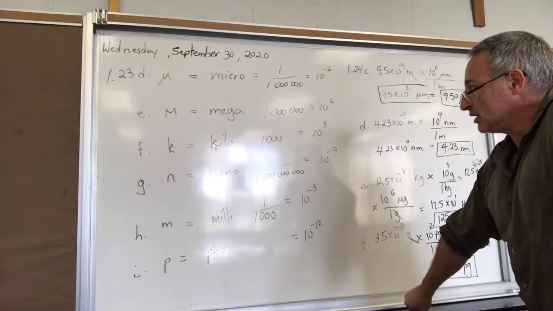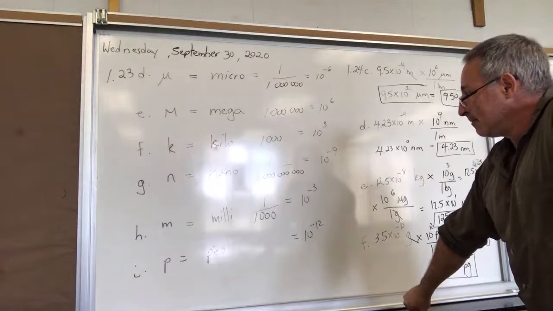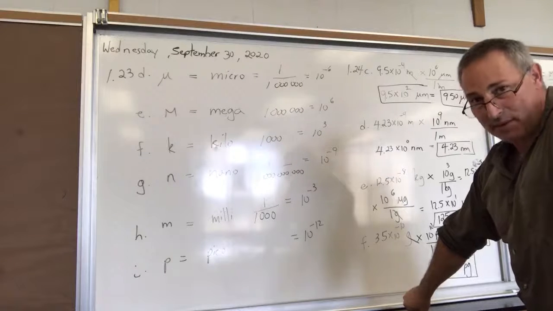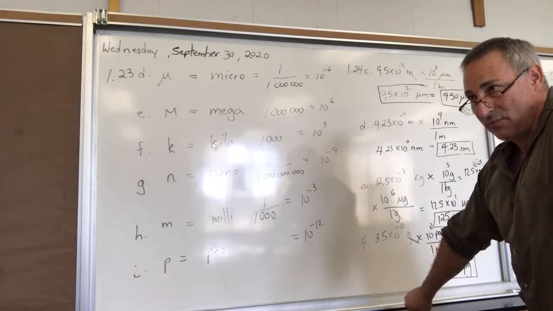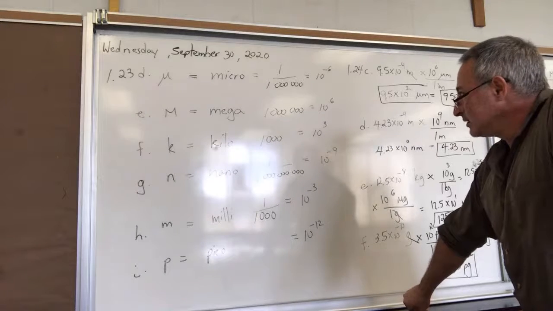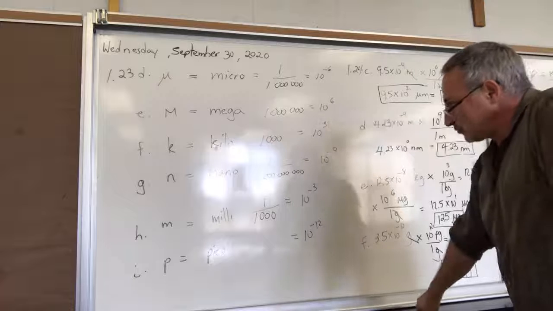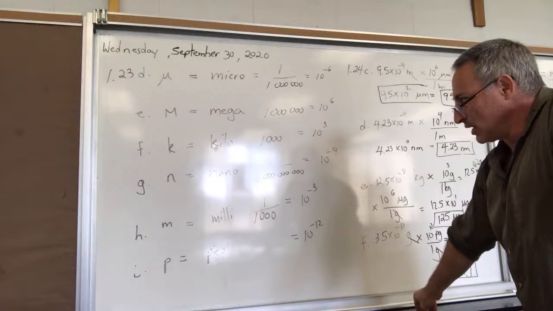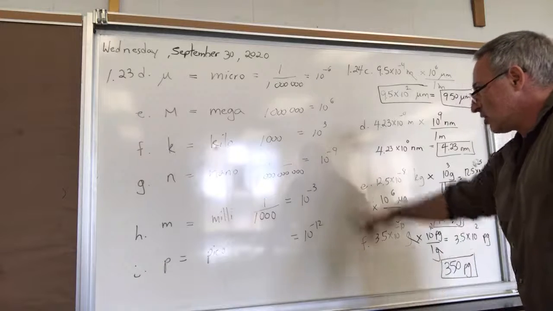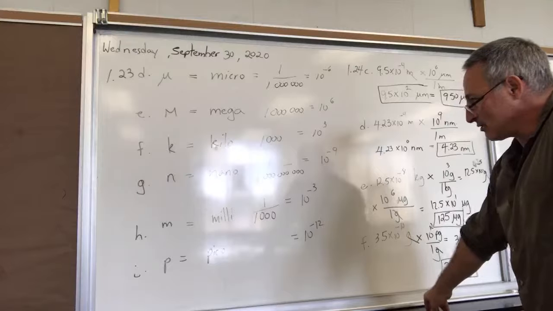Right? If you have 1,000,000 meters, you could say a megameter. If you have 1,000,000 minds, you could say a megamind. And that means 10 to the 6. F is lowercase k. That stands for kilo, which is 1,000 times. And you can also say 1,000 by saying 10 to the power of 3.